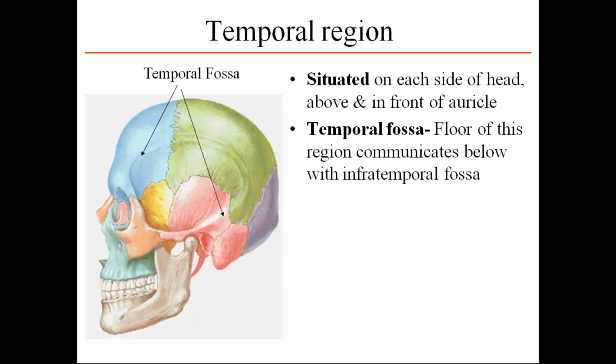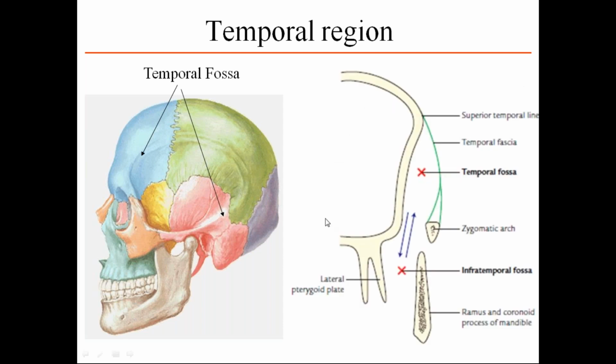Okay, so already you have learnt in the norma lateralis about the temporal region. It is situated on each side of the head, above and in front of the auricle. The floor of the temporal region is called the temporal fossa. It communicates below with the infratemporal fossa, which you can see through a gap just behind the zygomatic arch.